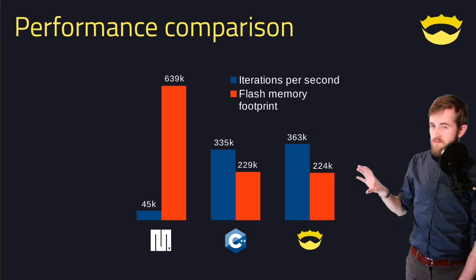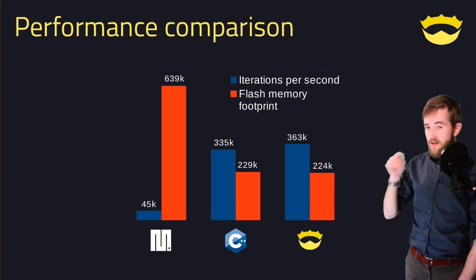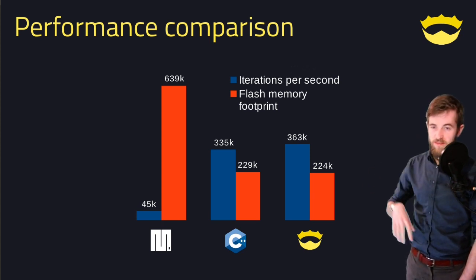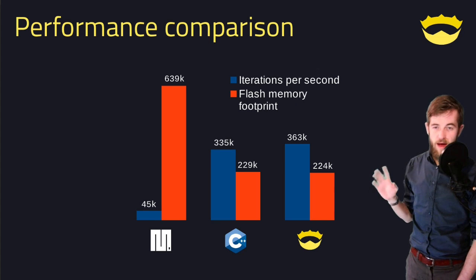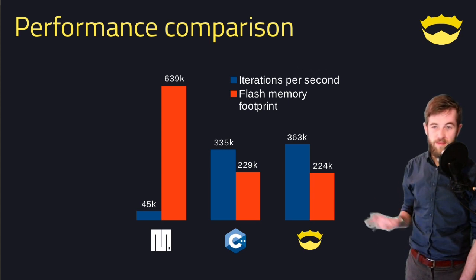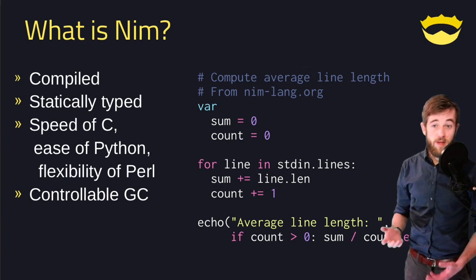In these graphs, Nim outperforms C++ in both flash memory footprint and iterations per second. That is probably just my compilation and how I ran these tests. I wouldn't look too much into that. They are basically on par in performance and size. But yeah, what is Nim?